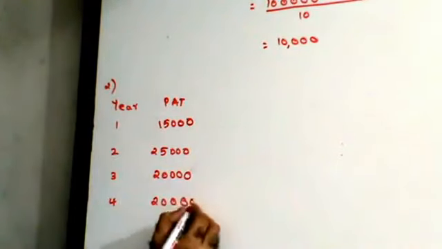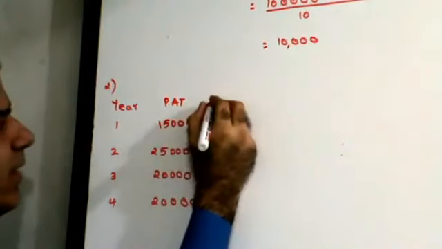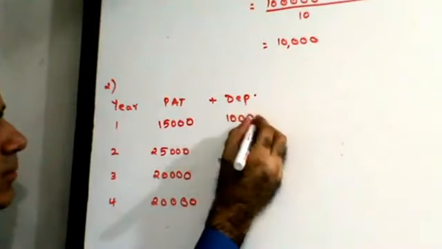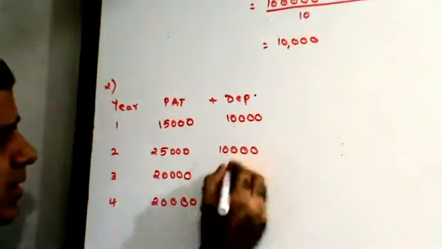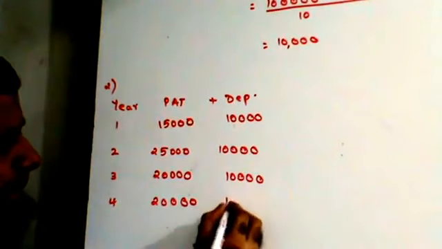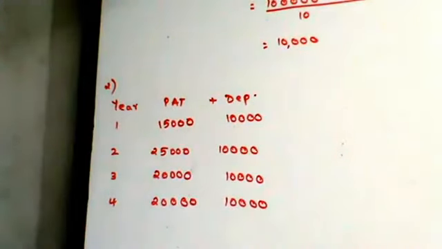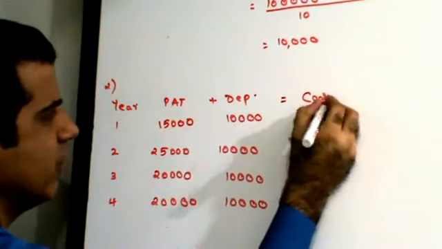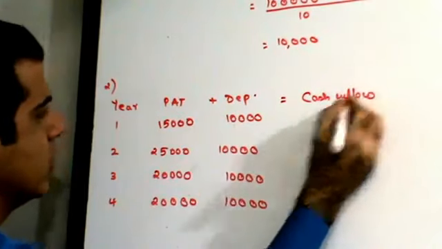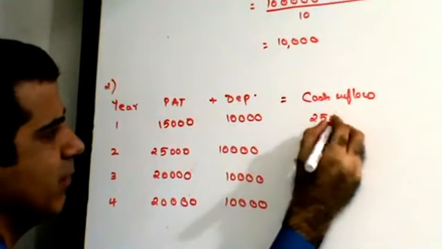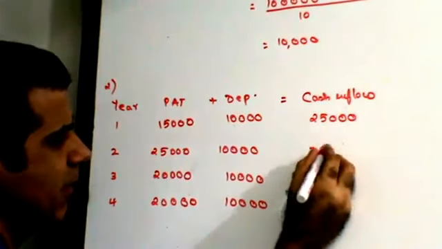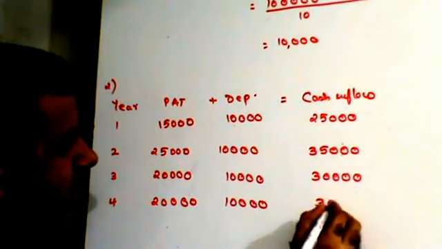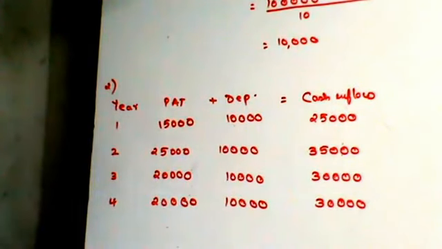Right? Once you have profit after tax, you add depreciation back to it. Depreciation is 10,000. Profit after tax plus depreciation is going to give you cash inflow. So if you add, this is going to be 25,000, this is 35,000, this is 30,000 and this is 30,000. Right? I have cash inflow.